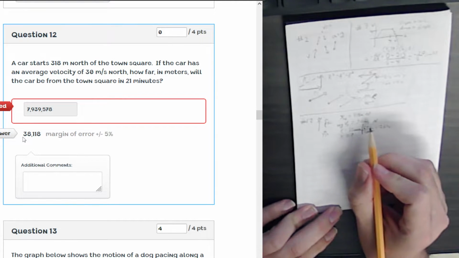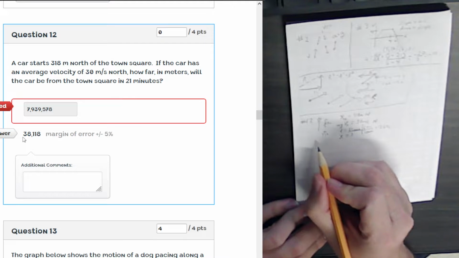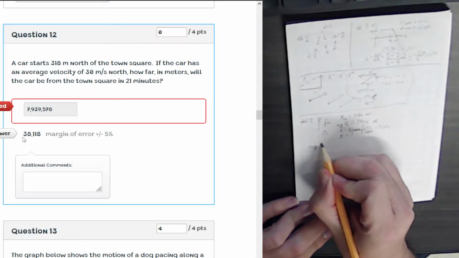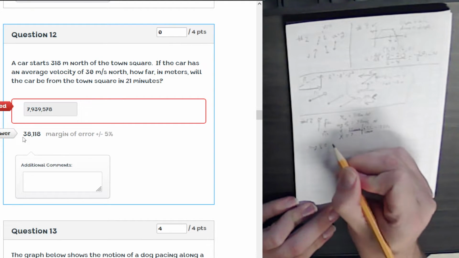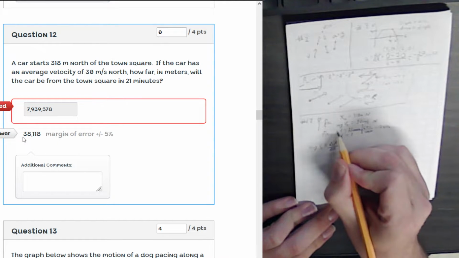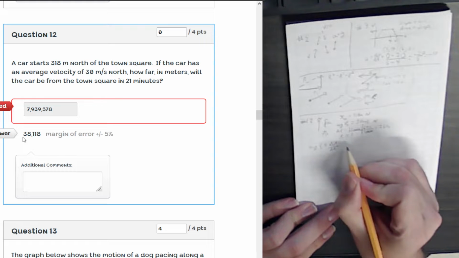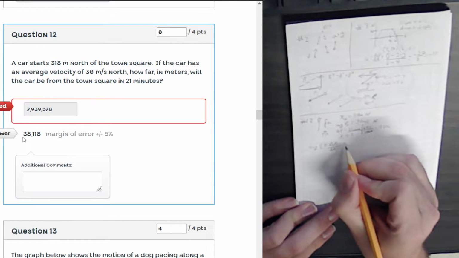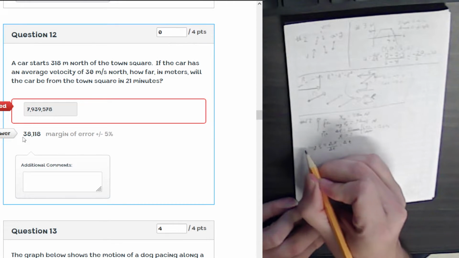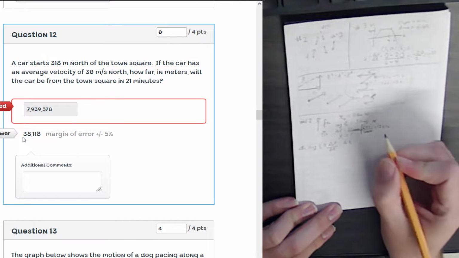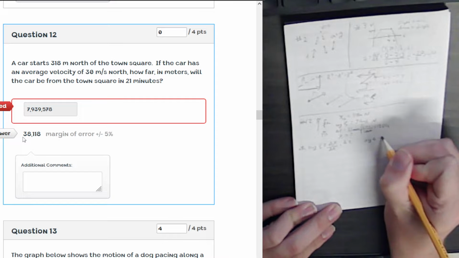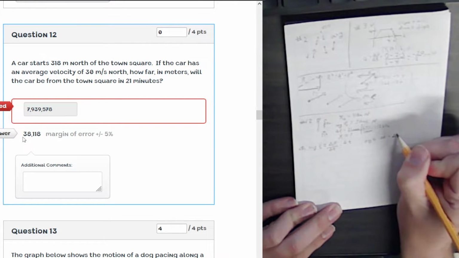So now I wish to find the distance. So we have our average velocity equation. Average velocity in the x direction is delta x over delta t. Well, delta t is 1260, so I guess I should be a little more specific here, because that's the time interval we're looking at. And we want to find x. So the first thing we have to do is multiply this by delta t, and we get average velocity in the x direction times delta t equals delta x.